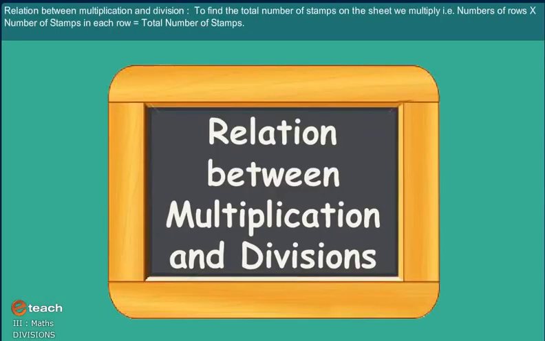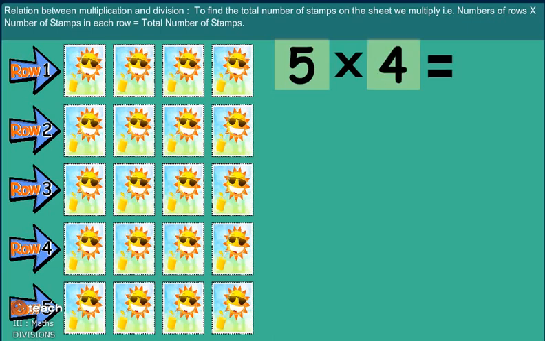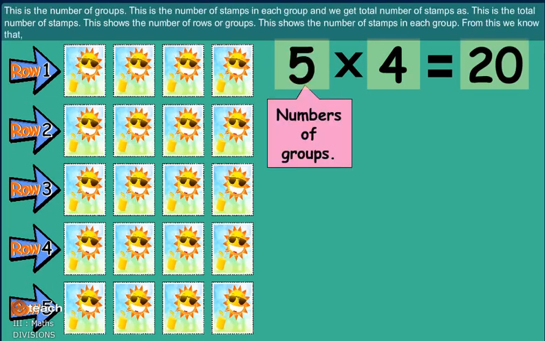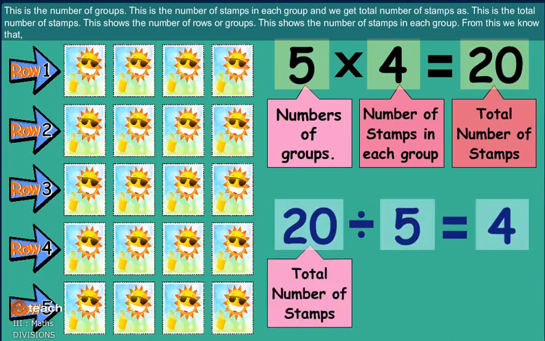Relation between multiplication and division. To find the total number of stamps on the sheet, we multiply the number of rows by the number of stamps in each row, which equals the total number of stamps. This is the number of groups. This is the number of stamps in each group. And we get the total number of stamps.